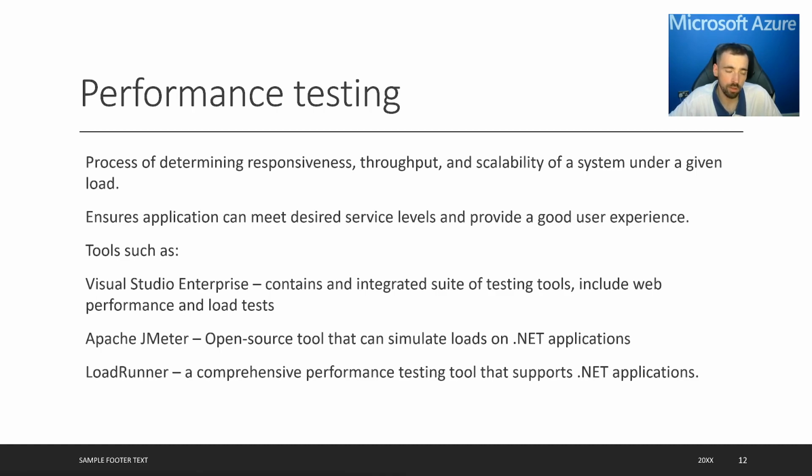scenario in production, because what we test on our machine and what we're doing on our machine might work perfectly, but when the system's under load and the application is not written efficiently, we're going to start to see issues. So some tools include Visual Studio Enterprise, which contains an integrated suite of testing tools, including web performance and load tests. Apache JMeter, an open source tool that can simulate loads on .NET applications, and LoadRunner, a comprehensive performance testing tool that supports .NET applications.